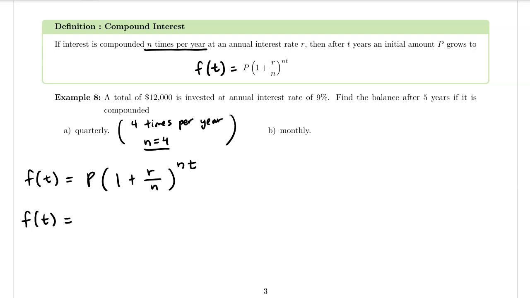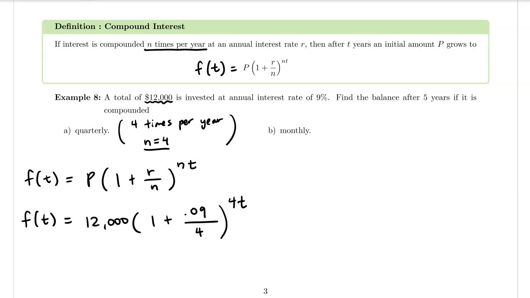Our principal amount of money here is $12,000. That's how much we're starting with. Our interest rate as a decimal is 0.09. And then I'm dividing this by 4 because that's our n value in this case. And then I have 4 times t in the power. And t in this example represents the number of years that pass.